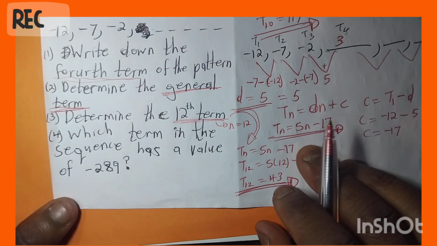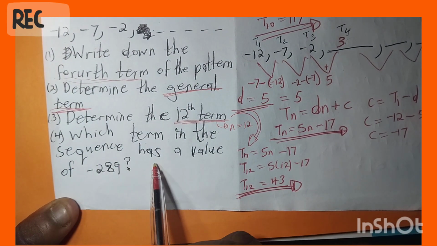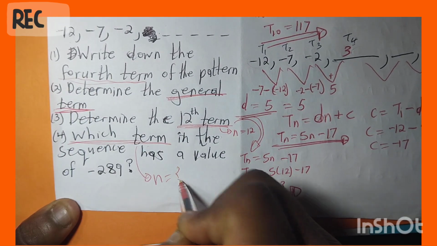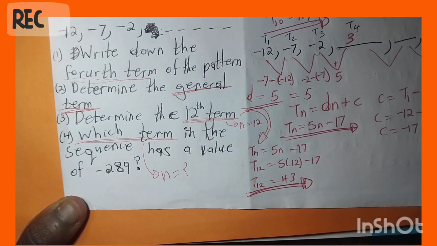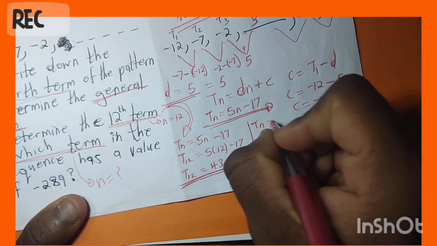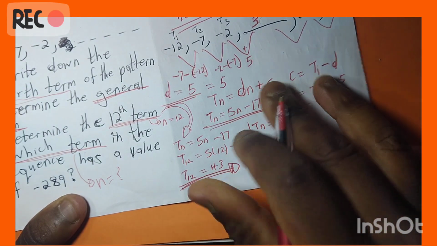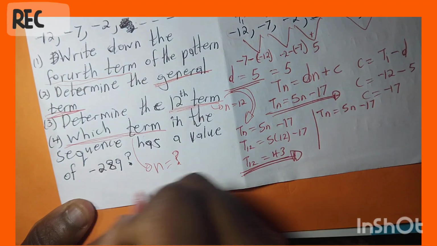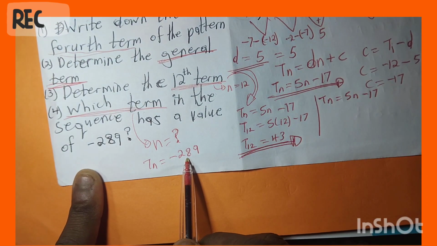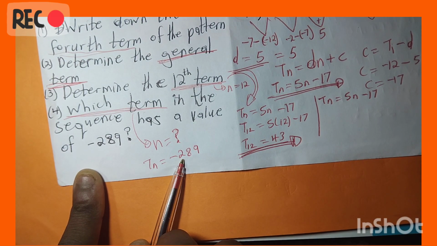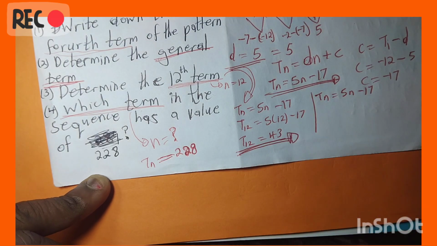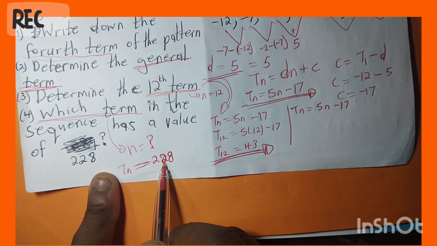So now the last question will say which term in the sequence has a value of a given number. Now they ask about n. Which term? They want you to determine n there. For you to determine n, still you will use your equation, which is Tn is equal to 5n minus 17. So if they ask for n, it simply says that this is what you are given there. So this pattern will be having this number, but now we want to determine which term that one is.